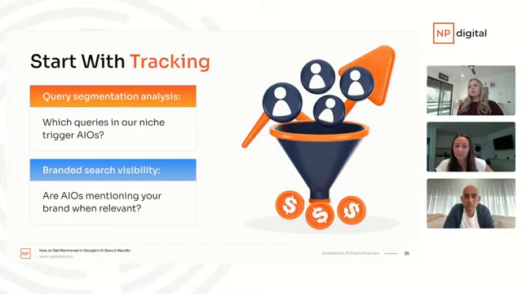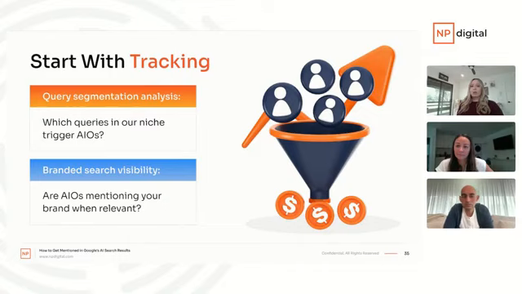To see how AI overviews are being selected, you can start your research by tracking the results you're seeing in search. The first tracking to start with is a query segmentation analysis, which will look at which type of queries in your niche are triggering AI overviews. You need to be able to see what kind of queries are getting visibility in order to really know what type of content to prioritize and how to effectively format that content.